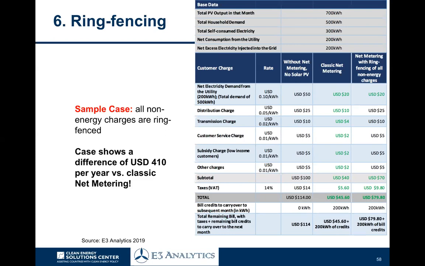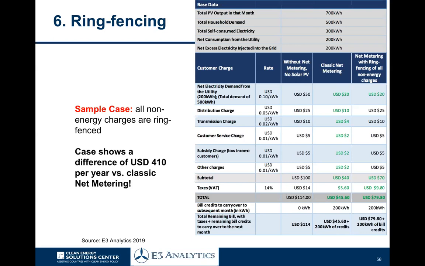Under classic net metering, the customer would have lower charges across the board because everything is recovered volumetrically from the remaining bill, the remaining consumption. And you can see here this works out to a bill of only $45 a month, so significantly lower.